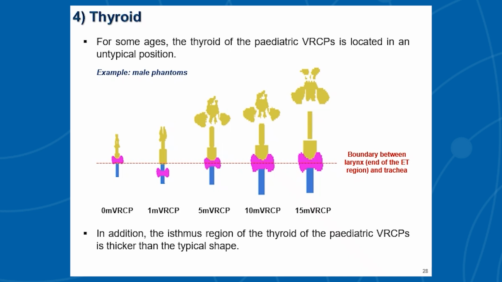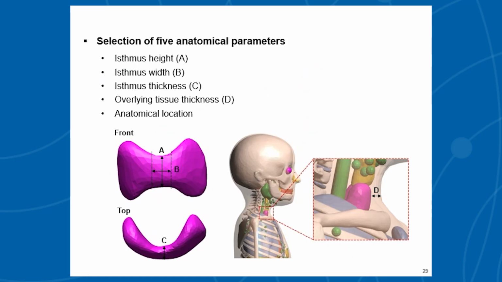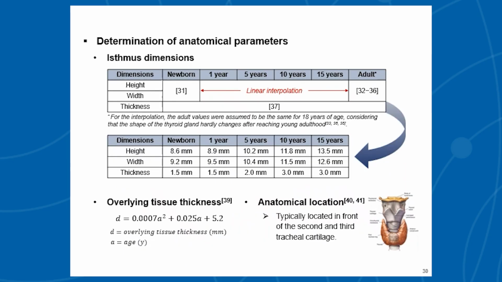We also confirmed that the isthmus, the front part of the thyroid, was defined thicker than its typical shape. To improve this, we selected 5 anatomical parameters: isthmus height, width, thickness, overlying tissue thickness, and anatomical location. Then we collected and selected data from various literature sources to determine the values for isthmus dimensions, overlying tissue thickness, and anatomical location. Only for isthmus height and width from 1 year to 15 years, no data were available, so we derived these values by linearly interpolating between the newborn and adult data.